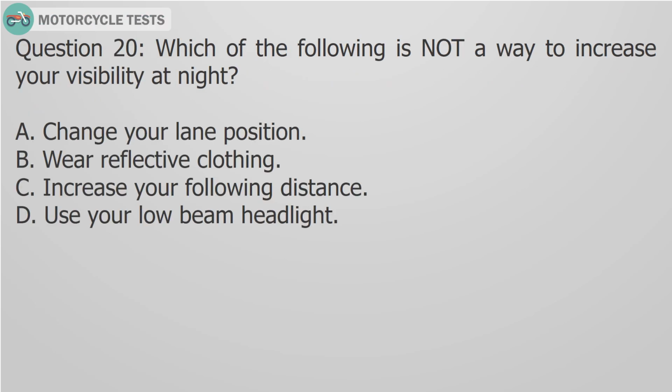Question 20. Which of the following is not a way to increase your visibility at night? A. Change your lane position. B. Wear reflective clothing. C. Increase your following distance. D. Use your low-beam headlight.